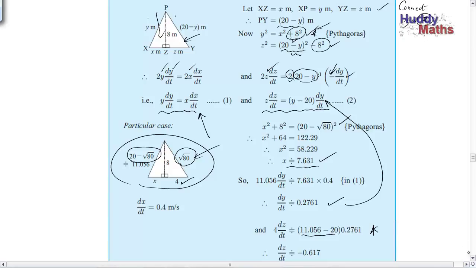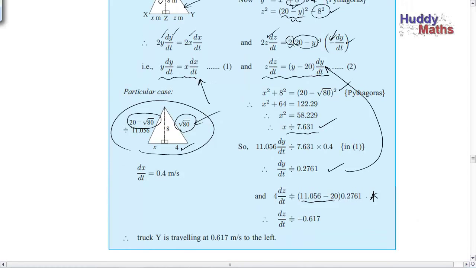Okay, so what's our answer? Our answer for dz by dt, using dy by dt as a go-between between the two differential equations. There we are, using that as a go-between to get to z from x. We've got dz by dt is negative 0.617. We've just got to check our units. Time was in seconds, and everything was in meters.